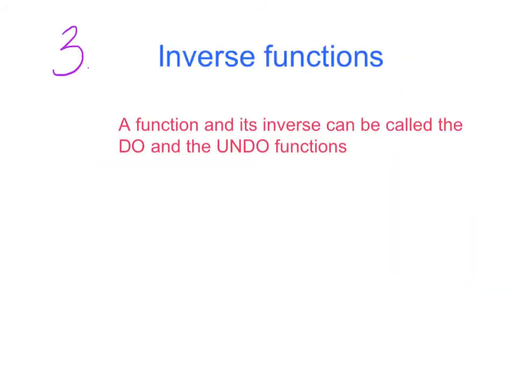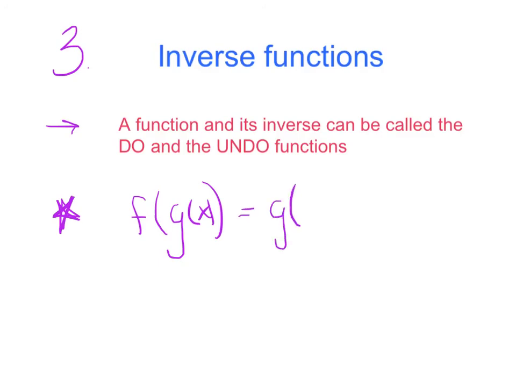Our next topic is called inverse functions. So one way to think about functions is this line here. A function and its inverse can be called the do and the undo functions. And for example, here's our true definition of inverse. If I compose f of g of x, and that's equivalent to the same thing as g of f of x, and that is equal to x, then I can say f and g are inverses.